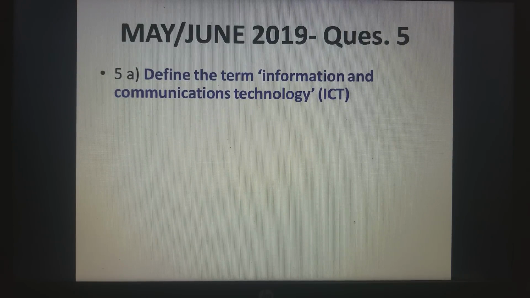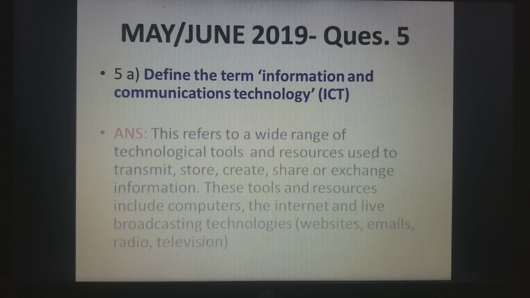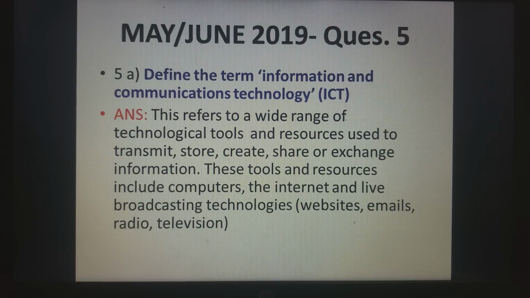So we're moving now to 2019, question 5. 5A says, define the term information and communications technology. What does that mean? Well, ICT refers to a wide range of technological tools and resources used to transmit, store, create, share, and exchange information.